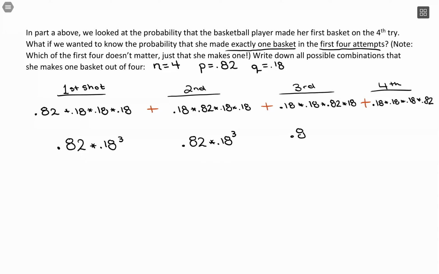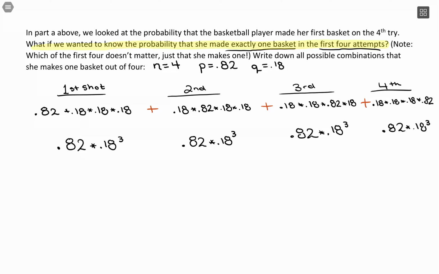Same thing with the third shot one. We'd have 0.82 once, 0.18 cubed. And this would be 0.82 once times 0.18 cubed. The idea being, again, to go back to what we're looking for, is this probability that she made exactly one basket in her first 4 attempts. Each of those is the idea of making the basket once, missing 3 times to fill up those 4 attempts.